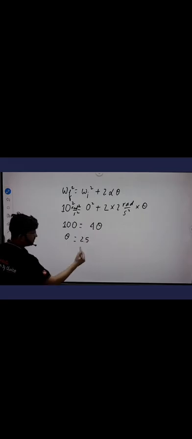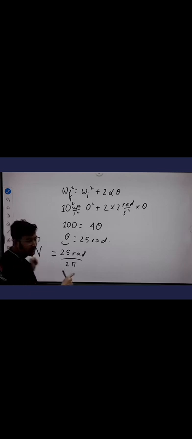So here you will have radian square by second square. So it's 100 equal to 4 theta, so theta is equal to 25 radians. But the question didn't ask you to find theta. It asked you the number of revolutions. Then how can you find the number of revolutions if you have theta? N is the number of revolutions.